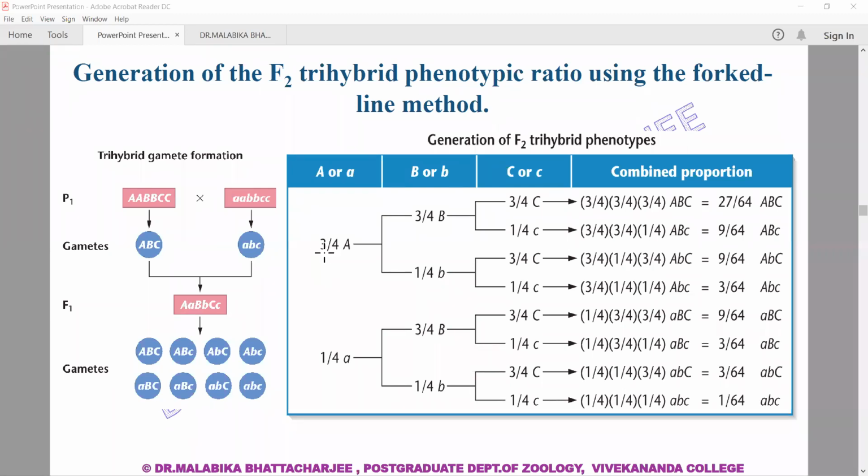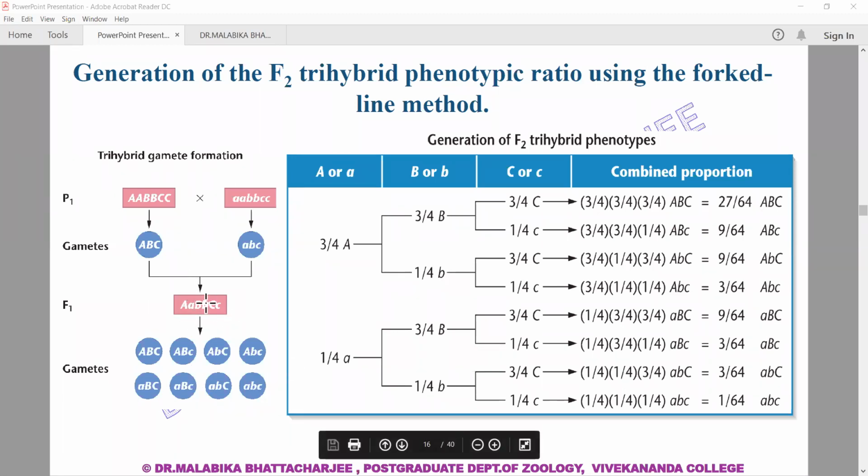So we get 3/4 capital A phenotype, homozygous plus heterozygotes, and we get 1/4 small a phenotype, the homozygotes. So when we cross capital A, small a with capital A, small a, we get 1 capital A capital A, 2 capital A small a, 1 small a small a. So the total capital A observed is 3 parts, and the small a observed is 1/4.